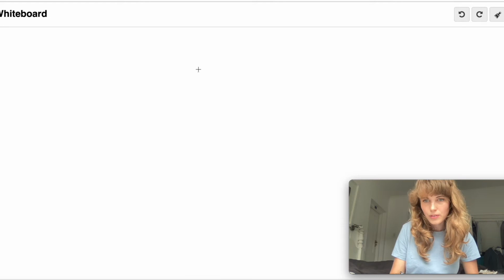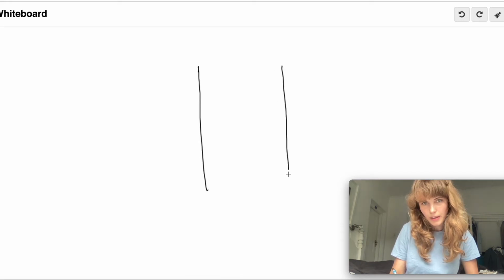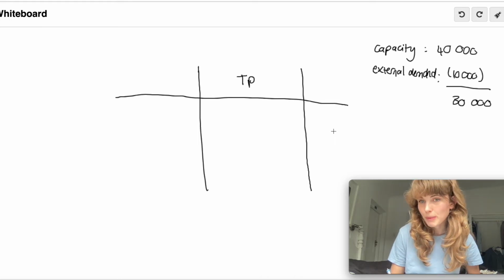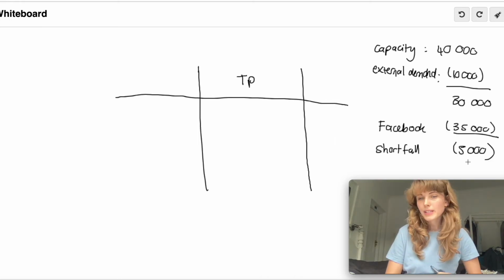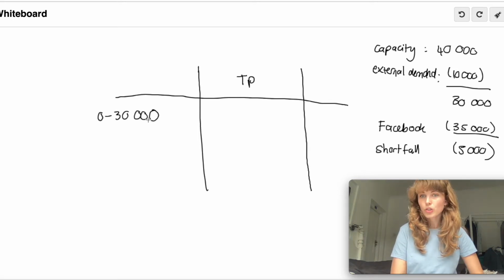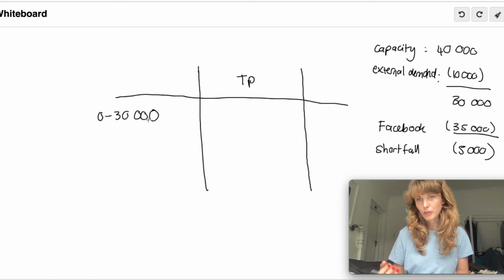I'm going to do a nice graph just so it makes it a little bit less complicated. So our capacity is 40,000 units, our external demand is 10,000 units, and Facebook's demand is 35,000 units. So we can see for the first 30,000 units, we don't have any opportunity cost because we can supply 30,000 units to Facebook easily and still satisfy the 10,000 unit demand externally. Therefore, our transfer price is just going to be our variable cost to cover the cost of producing this good. We're not incurring any opportunity cost at this point.